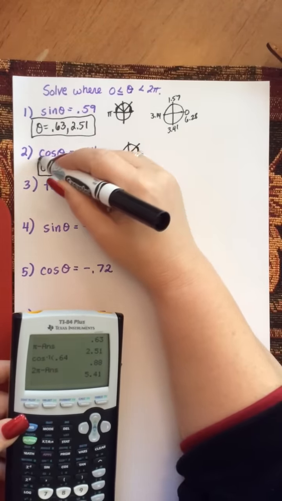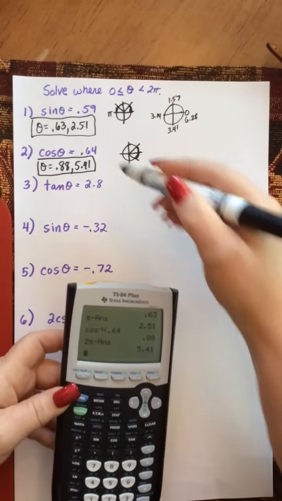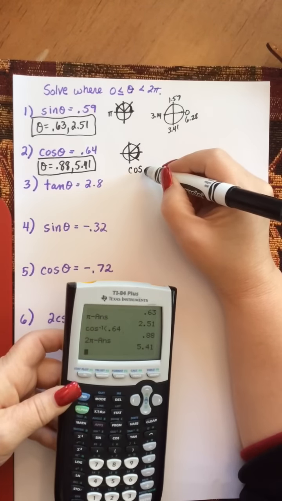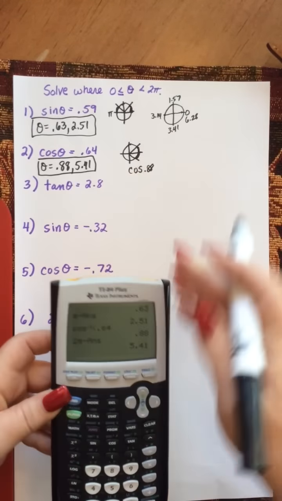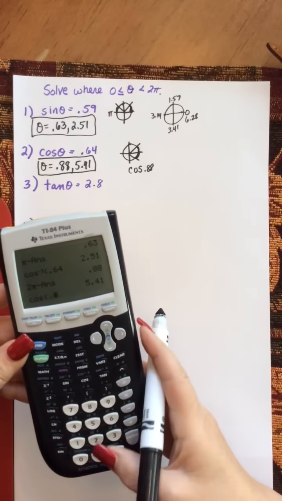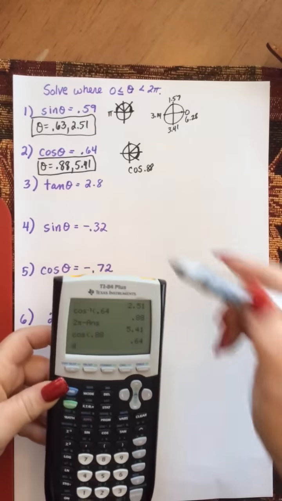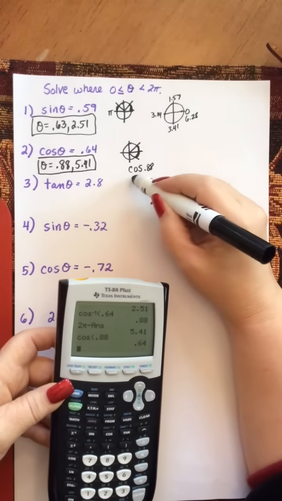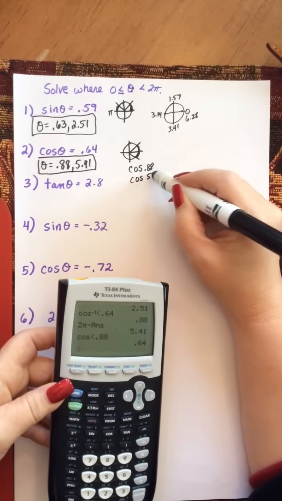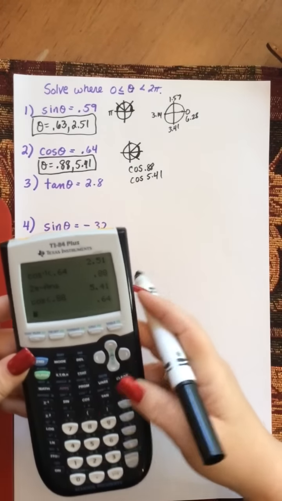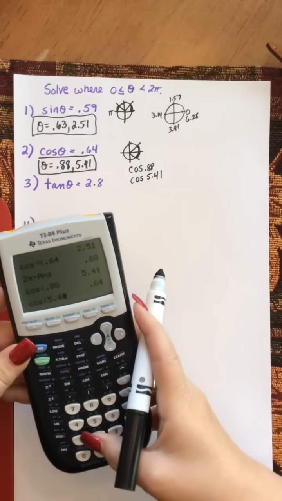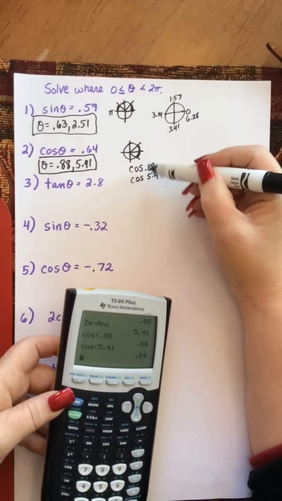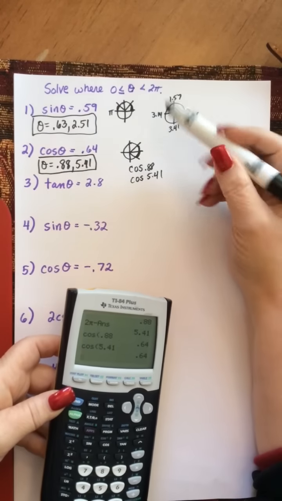If you ever want to double check to see if your answers are right, like for instance on this one, if I wanted to check, I could ask my calculator, what's the cosine of 0.88? Let's just type that in. You go cosine 0.88, and it tells me 0.64. Oh, I did it correctly. Let's make sure I got the second one right. What's the cosine of 5.41? So I go cosine 5.41, and I get 0.64. So it looks like I did these correct. That was kind of like my check. You can always just double back, put it in, see if you got it right.